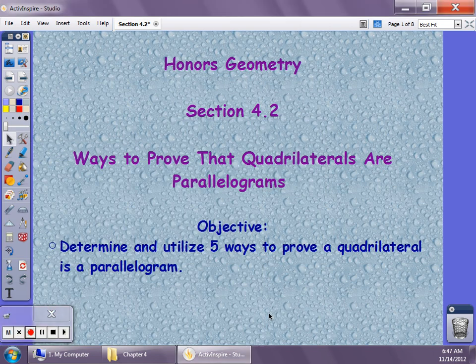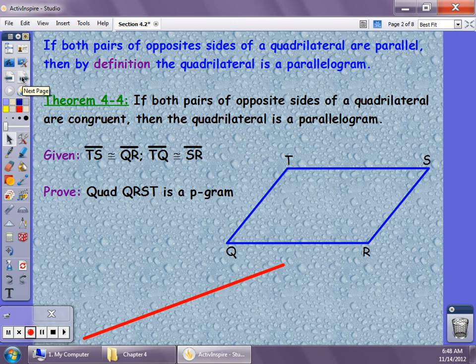This honors geometry lesson, section 4.2, is on the ways to prove that quadrilaterals are parallelograms. So the objective for this lesson is to determine and utilize 5 ways to prove a quadrilateral is a parallelogram. If both pairs of opposite sides of a quadrilateral are parallel, then by definition, the quadrilateral is a parallelogram. The following theorems will give you additional ways to prove that a quadrilateral is a parallelogram.